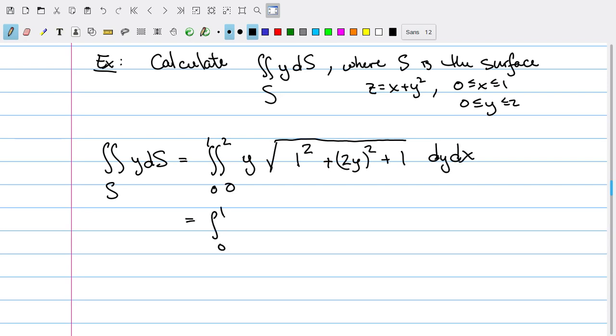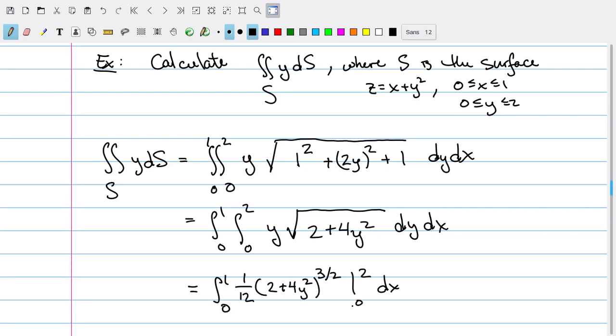So this is the integral from 0 to 1, integral from 0 to 2, of y times the square root of 2 plus 4y squared dy dx. So this is the integral from 0 to 1 of 1/12 times the quantity 2 plus 4y squared to the 3/2 power, which is equal to 1/12 times the quantity 18 to the 3/2 minus 2 to the 3/2.